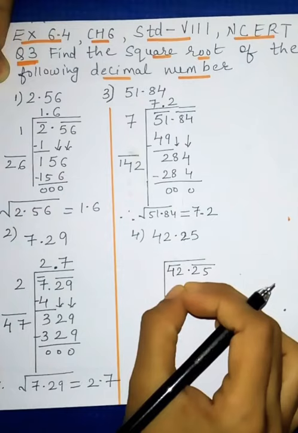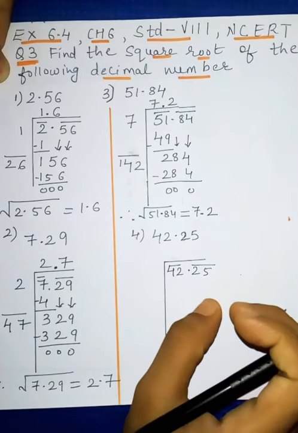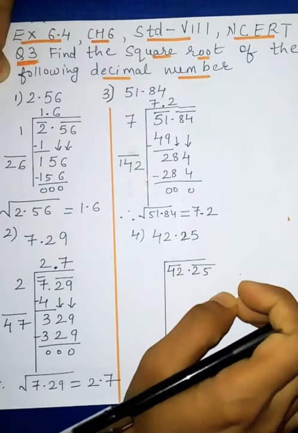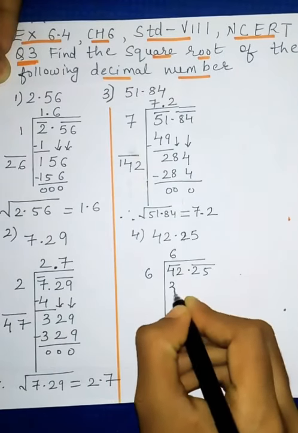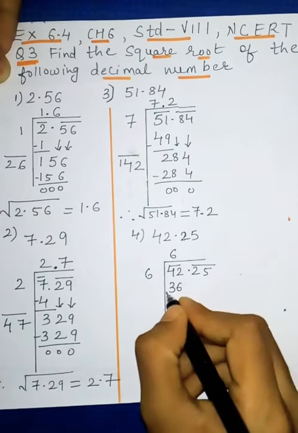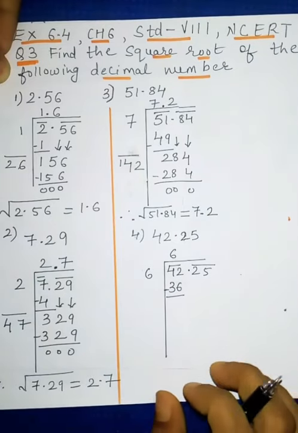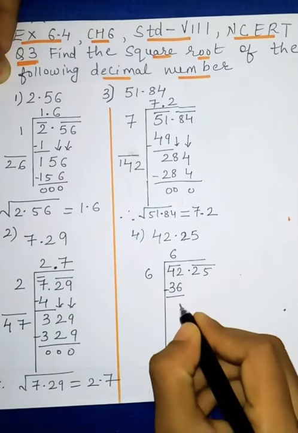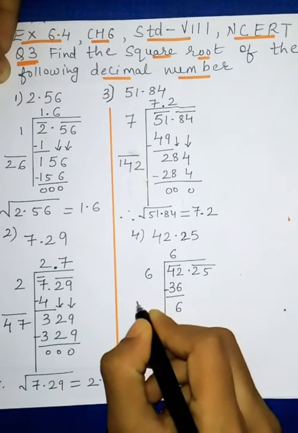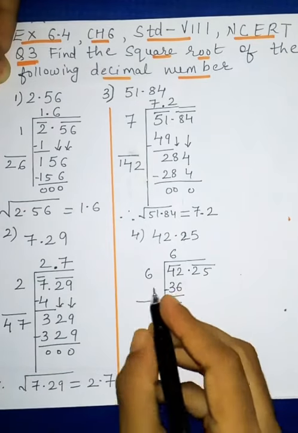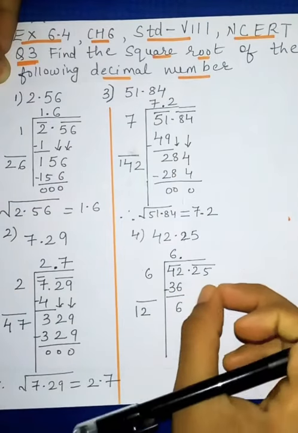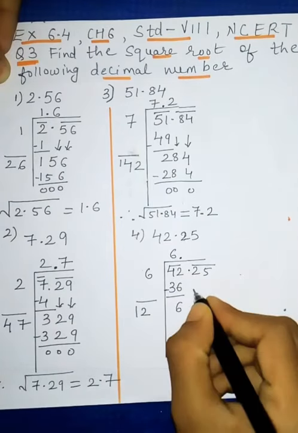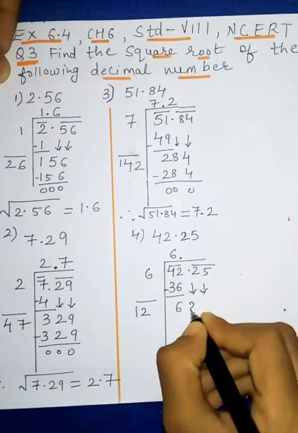Okay, now 42. Again we have to think of a perfect square number which is less than or equal to 42. So we can take 6 6s are 36, because if you take 7 7s it will be more. Now 42 minus 36 will give you 6, and this side double. So 6 plus 6, 12. Now point is there, so we will keep the point here, and this 2 5 they are in a pair, so both we will bring down. So 2 5.